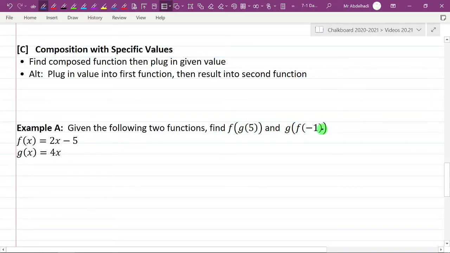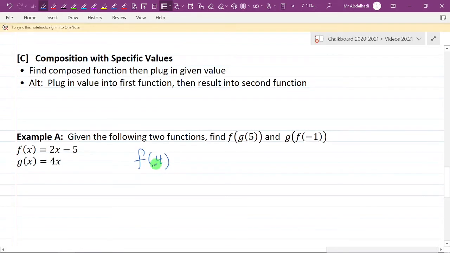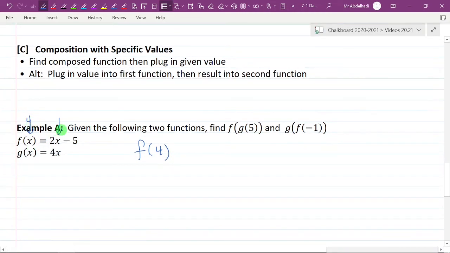Now, if I asked you for f of 4, for instance, how would you find f of 4? Well, what you do is you would find f of x and plug 4 into it, right? So you take this function right here and you plug in a 4. And you'd plug in a 4 over here as well, right? So f of 4 would be 2 times 4 minus 5, right?